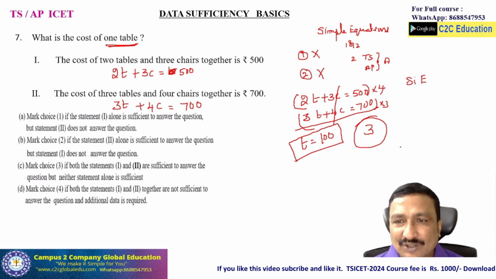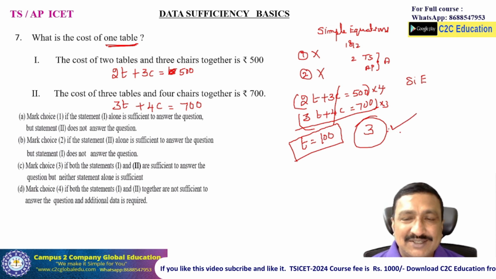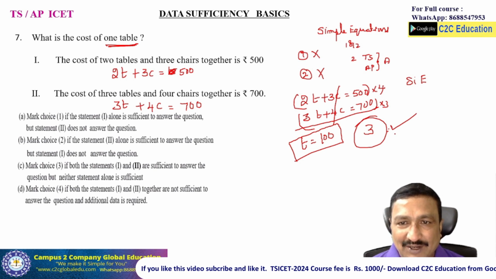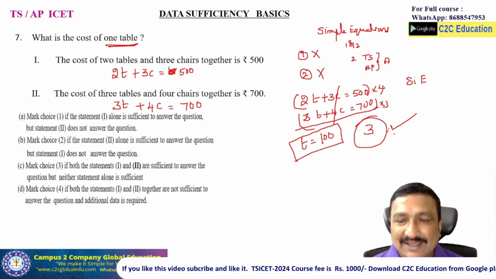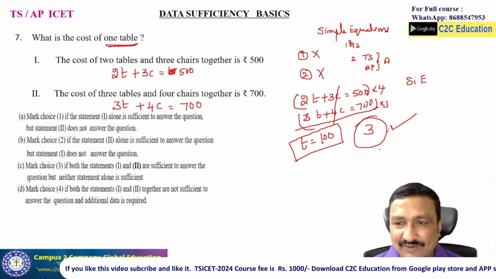Okay, friends? So if you are very good, then you can keep the answer directly as the third option without solving it. Sometimes statements are difficult, information is difficult, not able to understand directly, then try to simplify. Otherwise directly keep the answers, right? So in this case the answer is the third option, friends.